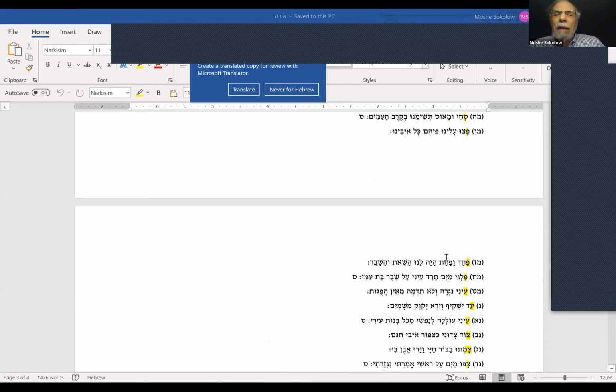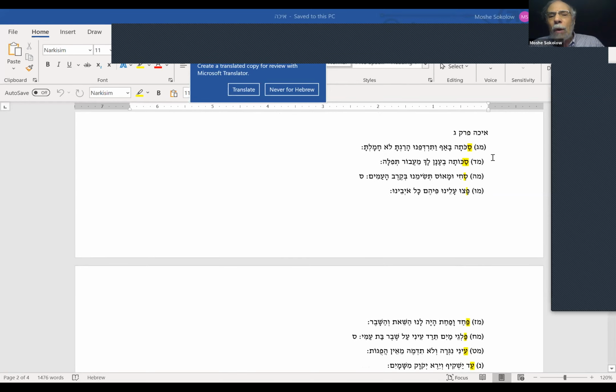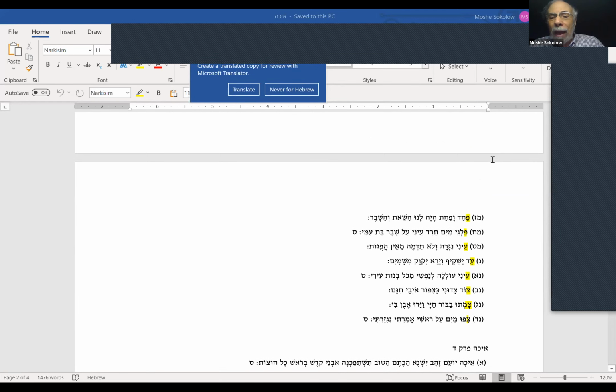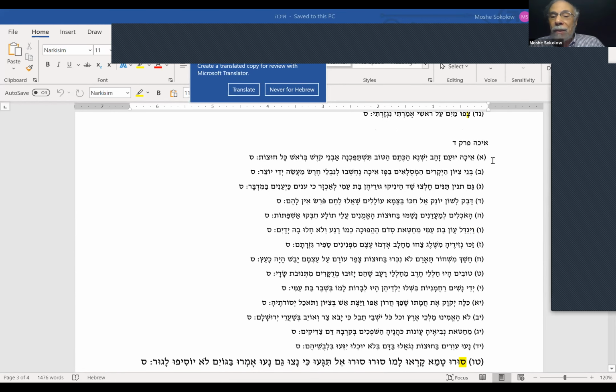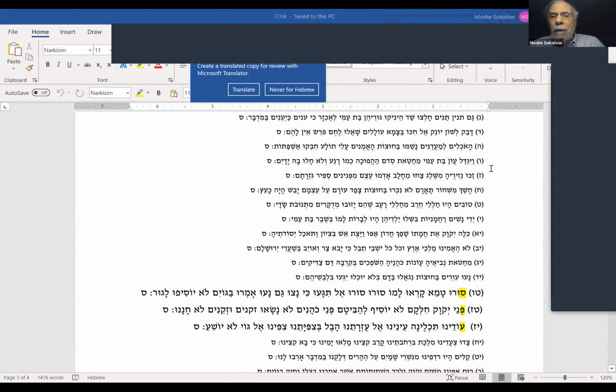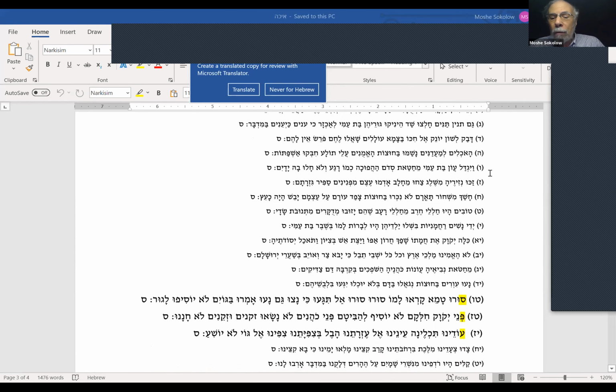Chapter 3 is not merely an alphabetic acrostic. Chapter 3 is a triple alphabetic acrostic. Every letter of the alphabet sequentially is represented by 3 psukim. And notice again that the sequence is not Samach Ayin Pei, but the sequence is Samach Pei Ayin. And that same sequence of Samach Pei Ayin is in the 4th chapter of the book of Eicha as well.